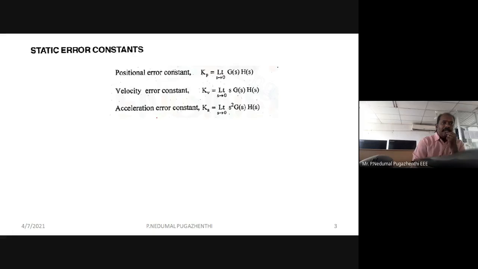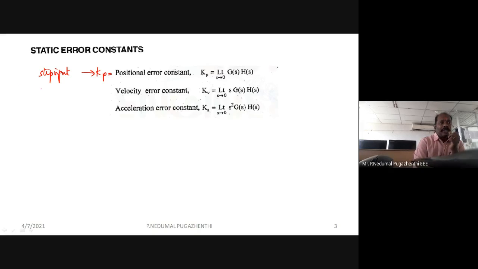So based on the inputs, we classify the steady state error using what we call static error constants. What is that? The steady state error for a step input, we call that Kp. Kp is the position error constant. If the input is a step input, then the error constant is the positional error constant, denoted as Kp, equal to limit s tends to 0 G of s H of s. Very simple actually, the formulas should be memorized when you are dealing with problems, they will be useful.